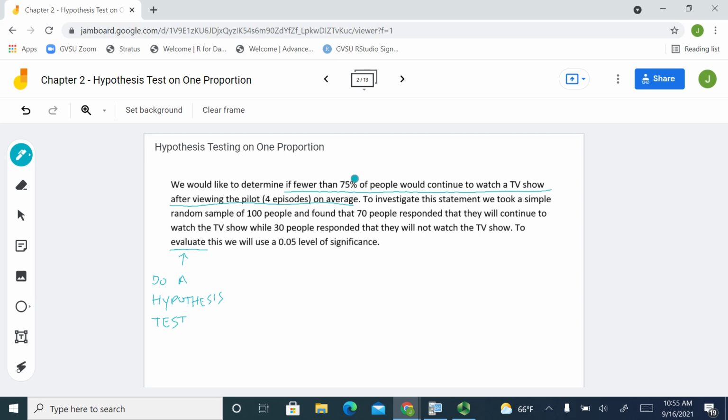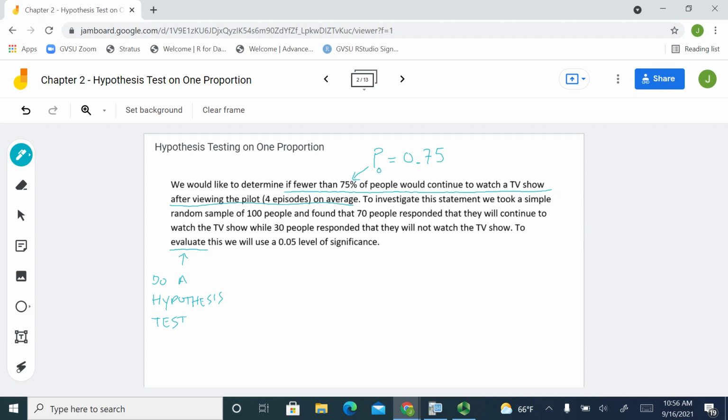So this 75% right here, that's the hypothesized value of our population proportion. And we refer to that as P0 or P sub 0. And we typically express that as a decimal because we're going to use it for computational purposes. So that's going to be P0 is equal to 0.75.